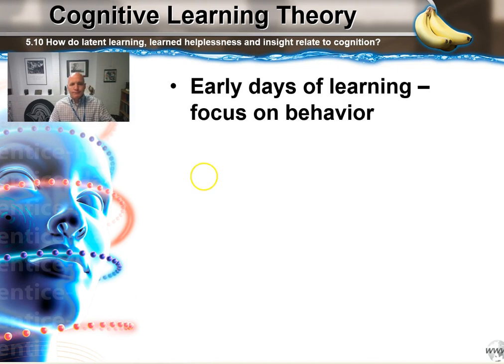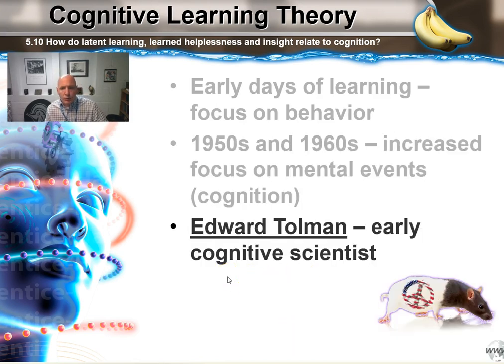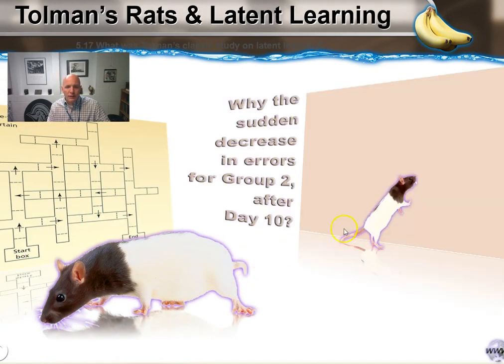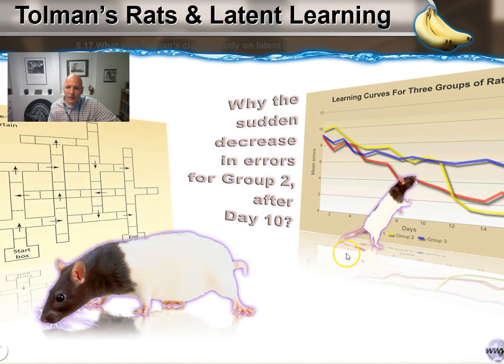With cognitive learning, the early days of behaviorism was focused specifically on behavior. Things started to shift in the 50s and 60s with Edward Tolman and other cognitive scientists. Tolman put rats in a maze. He had 3 conditions within this group. Group 1 was reinforced for how fast they went. As soon as they finished the maze, they would get a reward. Group 3 was never reinforced.